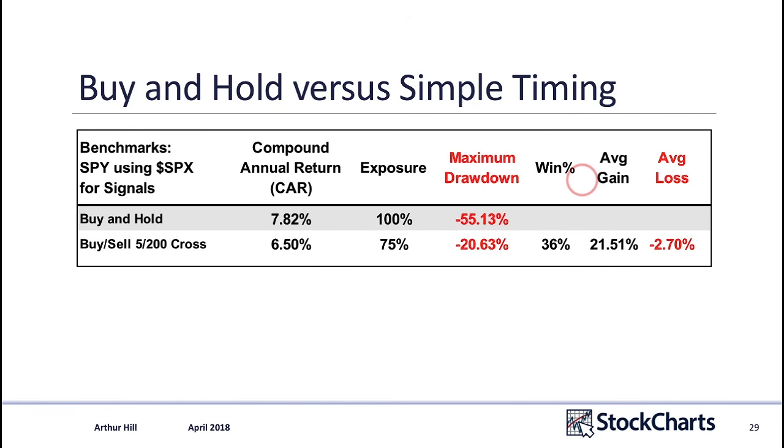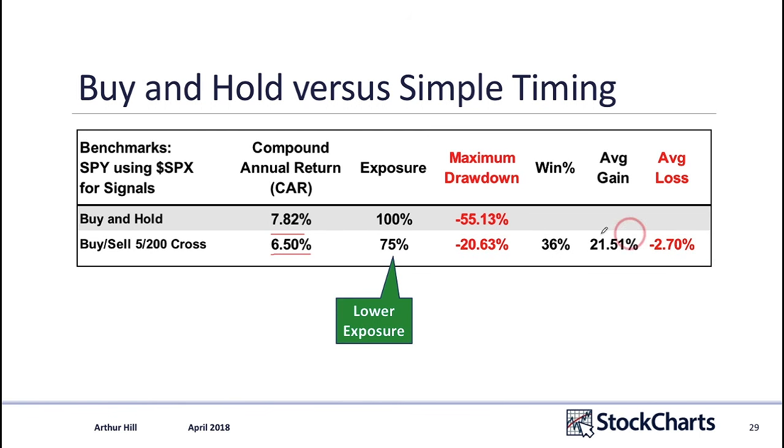So what about buy and hold versus simple timing? Well, if you just bought and held SPY over this period, you would have gotten 7.82% per year. If you had bought on a 5-day SMA crossing above the 200-day and sold when the 5-day crossed below the 200-day, you would have gotten a 6.5% return. So lower return here. But you can see that your exposure would have been less.